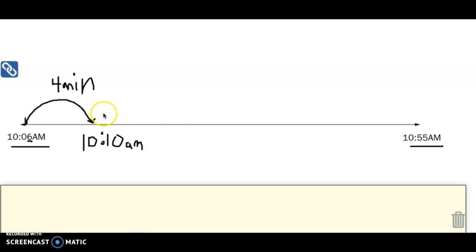It's half of the clock. How much do we need to add to 10 to make it 30? 10. Let's count by 10s. 10, 20, 30. I just added 2 10s. That means I need to hop 20 minutes. All right, I just hopped 20 minutes.